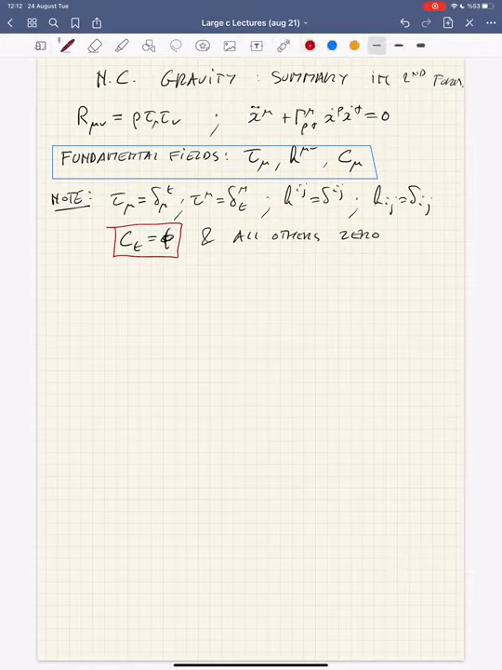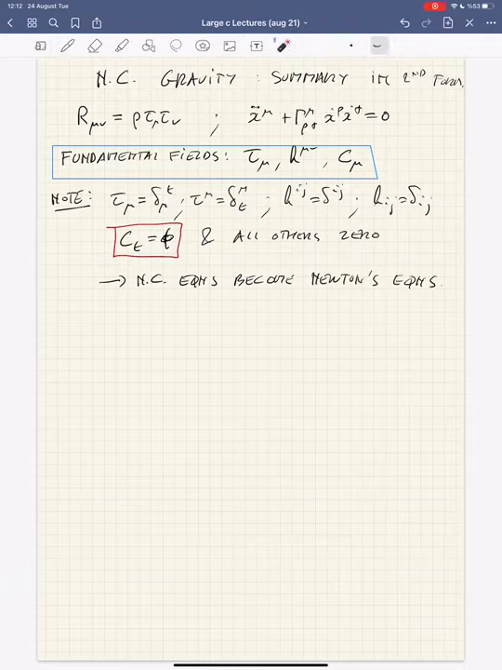Then the Newton-Cartan equations become the actual Newton's equations, the way we encounter them in the usual formulation. These two equations become just the Poisson equation and Newton's second law for the gravitational force. Okay, good.